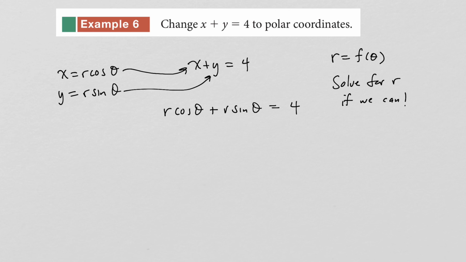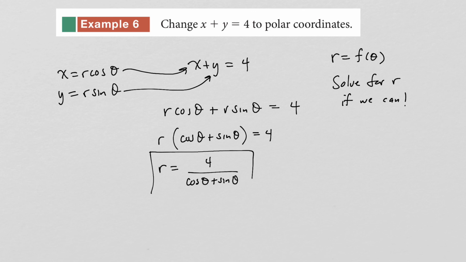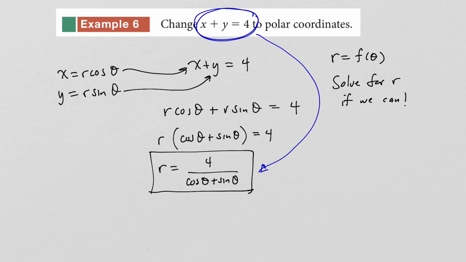One thing I can do is I can factor out the r, which gives us r times the quantity cosine of theta plus sine of theta equals 4. And then finally, I can divide both sides by cosine of theta plus sine of theta. And you can see that the equation in polar coordinates is r equals 4 divided by cosine of theta plus sine of theta. So we have taken this equation in rectangular coordinates and we have converted it into an equation in polar coordinates. And once again, these equations give you the same set of points, just in 2 different coordinate systems.